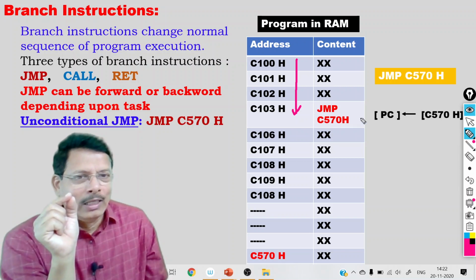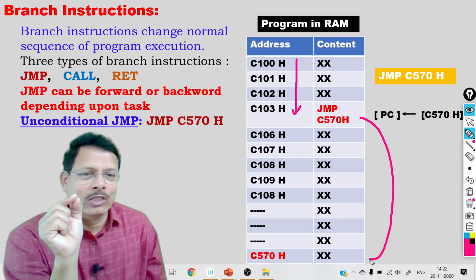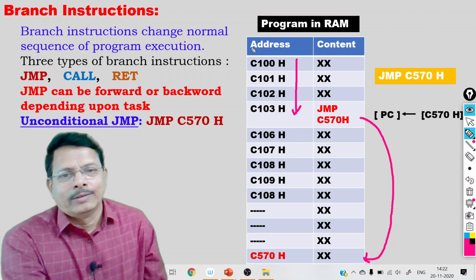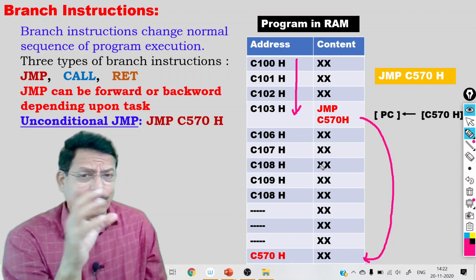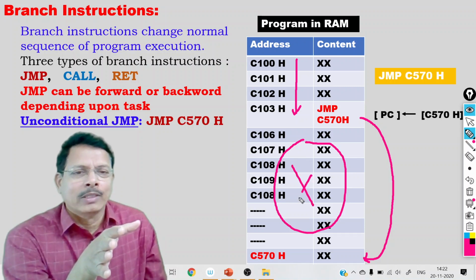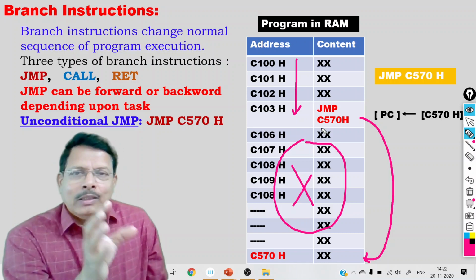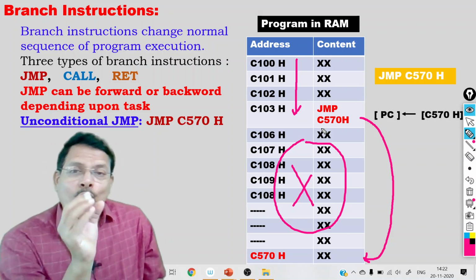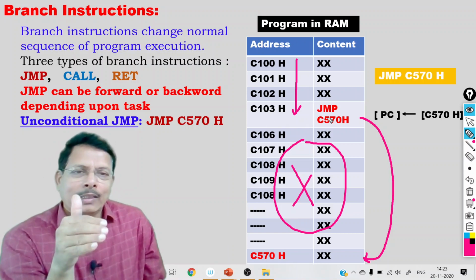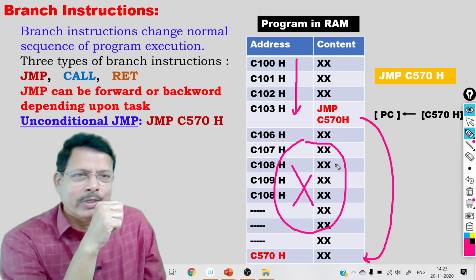JMP C570, and therefore the execution or the control will transfer to the instruction which is at C570, and this is an unconditional jump. That means for this case this part will never be executed because this is an unconditional jump, a compulsory jump. This jump is an example of a forward jump. So that means you are at some top level C103, and thereafter you are jumping to a lower instruction. You can call this a forward jump also, right?